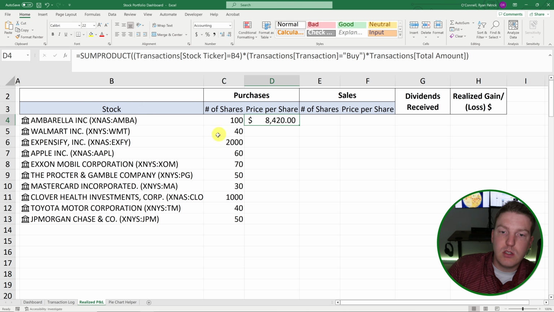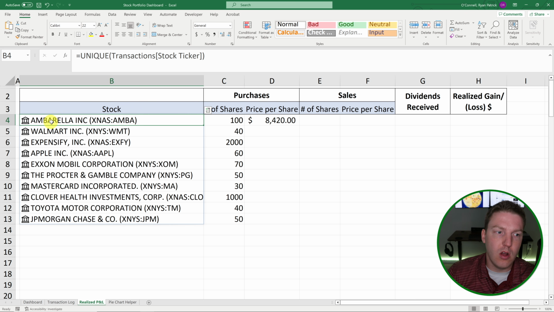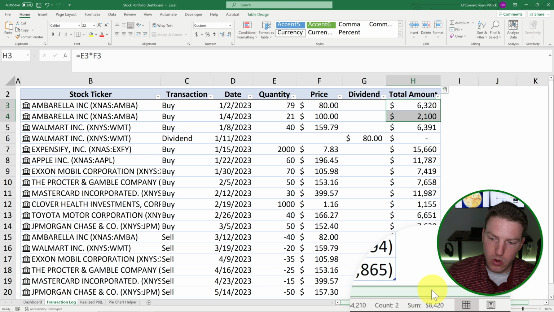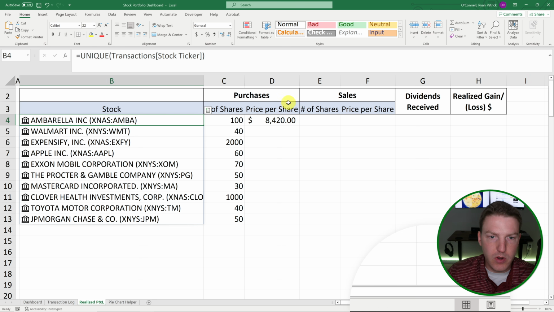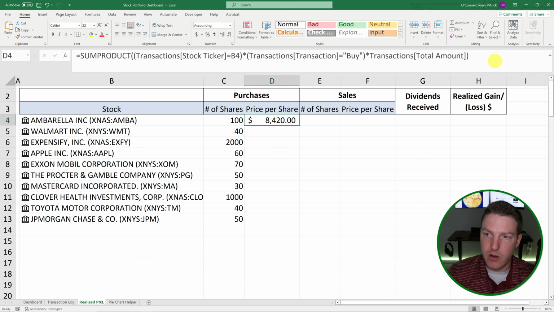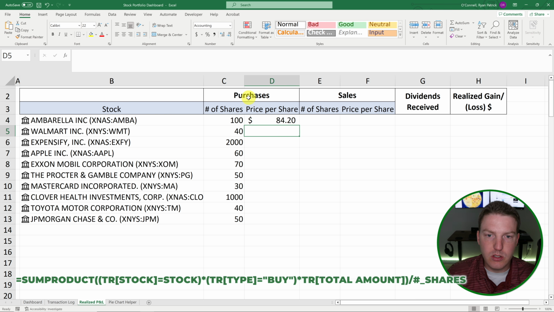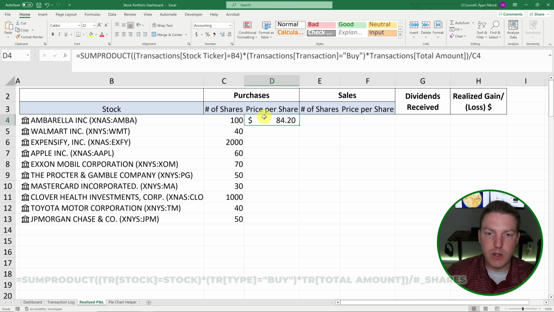And so what this tells us is that we have spent $8,420 on all of the shares of this Umbrella Inc. stock. And if I go to our transaction log, we can see we've purchased this stock twice, and the total amount sums up to $8,420. And so we know we've done that right. But to now get it to the average price per share, we just divide it by the total number of shares, which gives us $84.20.